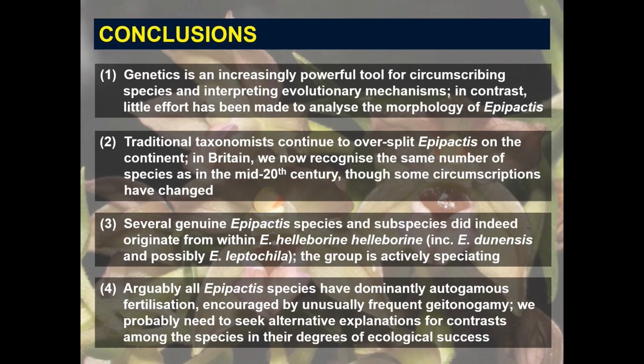And that's something, of course, that any field botanist can actually sit there and observe, or indeed field entomologist. It would be really nice to get better data on those kind of observations. But I do think that we probably need to seek alternative explanations for the contrasts amongst the Epipactis species in their degree of ecological success and indeed in their ecological preferences, their habitat preferences.